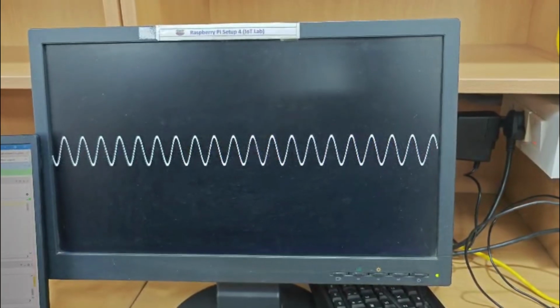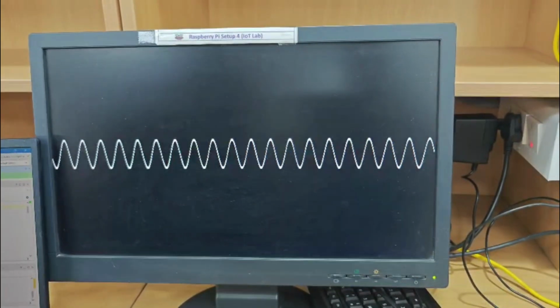These are the four waveform types which are displayed in a VGA monitor. Thank you.